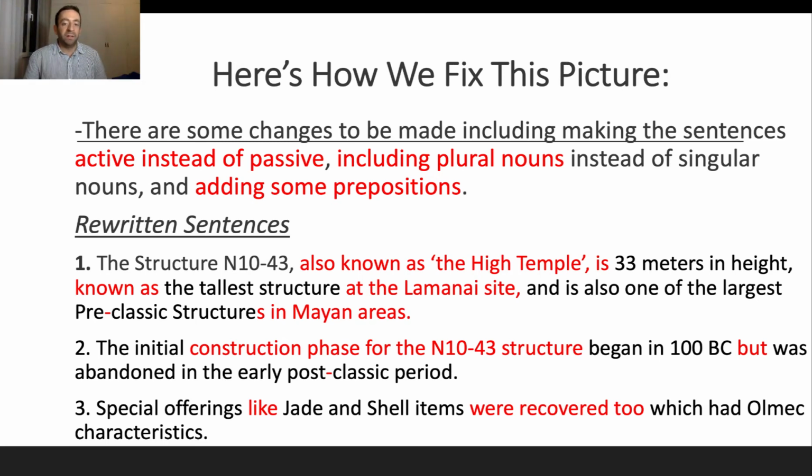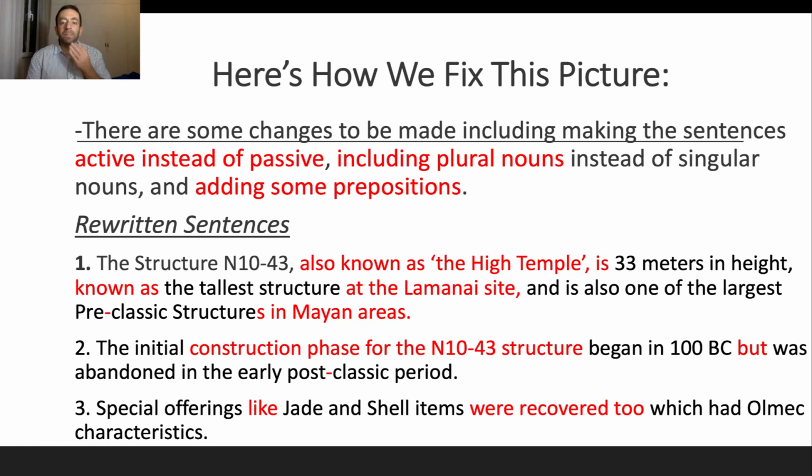There's many Mayan ruins, many areas of excavation. Number 2, the initial construction phase for the N1043 structure began in 100 BC, but was abandoned in the early post-classic. Here I put another hyphen, period. So I used "but" to kind of bring the sentence together, to put a conjunction there to combine the two similar thoughts. Number 3, special offerings like jade and shell items were recovered too, which had Olmec characteristics.